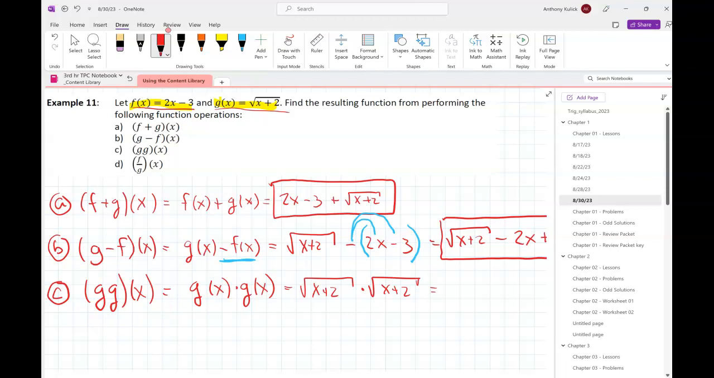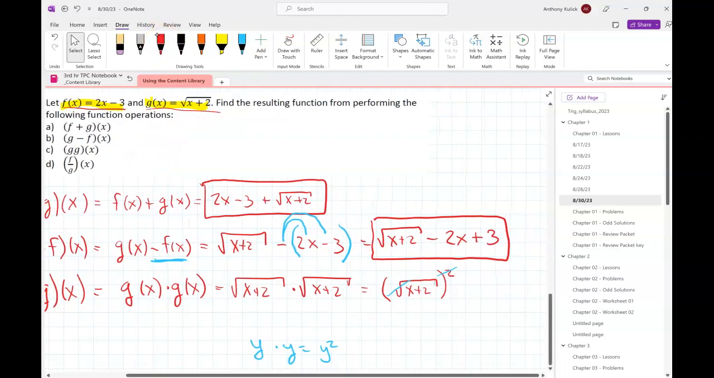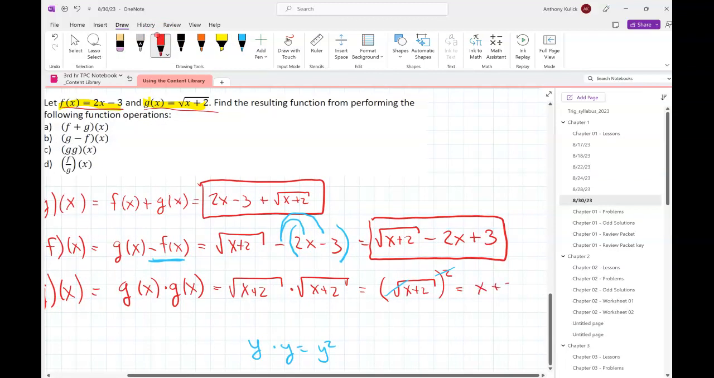Sure. Let me ask you a different question. If I just had y times y, what would you write? Y squared. So is it x squared plus 2 squared? It would not be that. It would be square root of x plus 2, squared. Don't they just cancel out though? Correct, so Bladen says that the squared and the square root do cancel each other out. So it's just x plus 2.